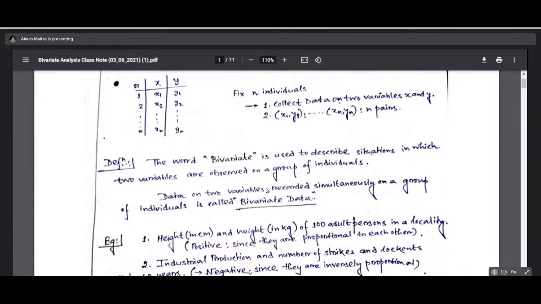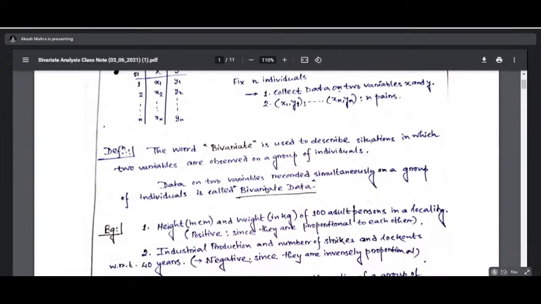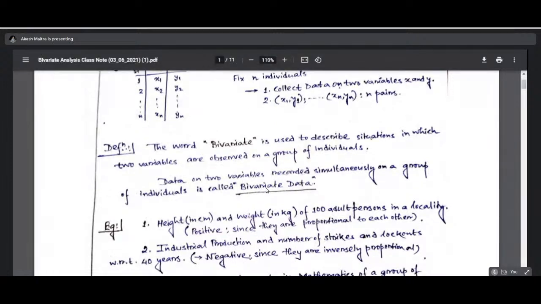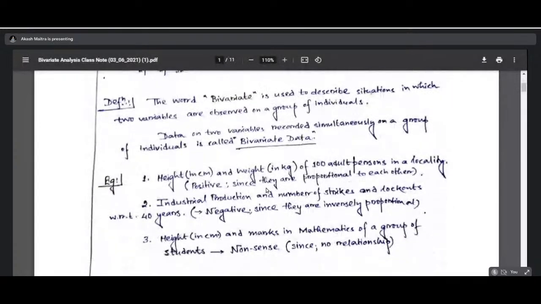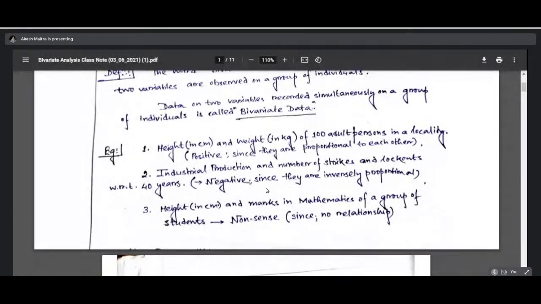Say I have set two data, like height and weight of 100 adult persons in a locality, and I have told you to collect the data from those persons. Then the group of data pairs will be known as bivariate data, and the individual data like height and weight will be considered univariate data, as you have done already in class 11. So there are three examples. See there, height in centimeter and weight in kg of 100 adult persons in a locality. I have written something in bracket.